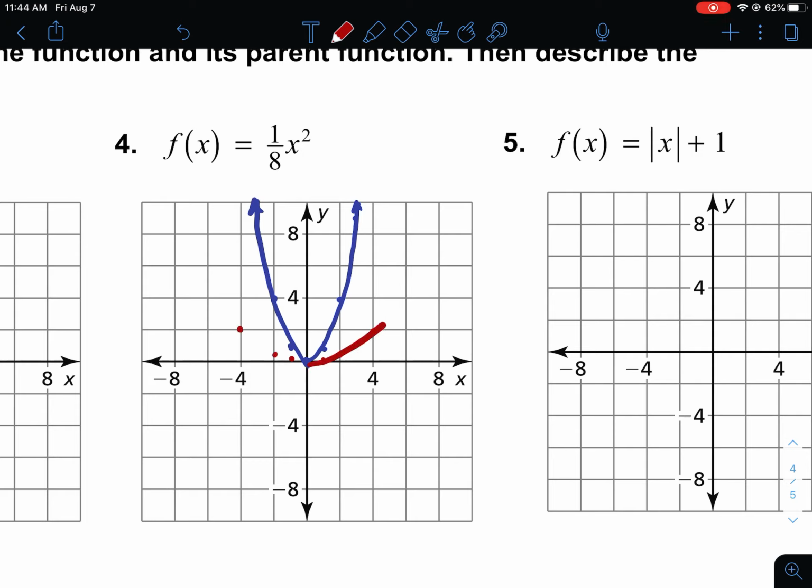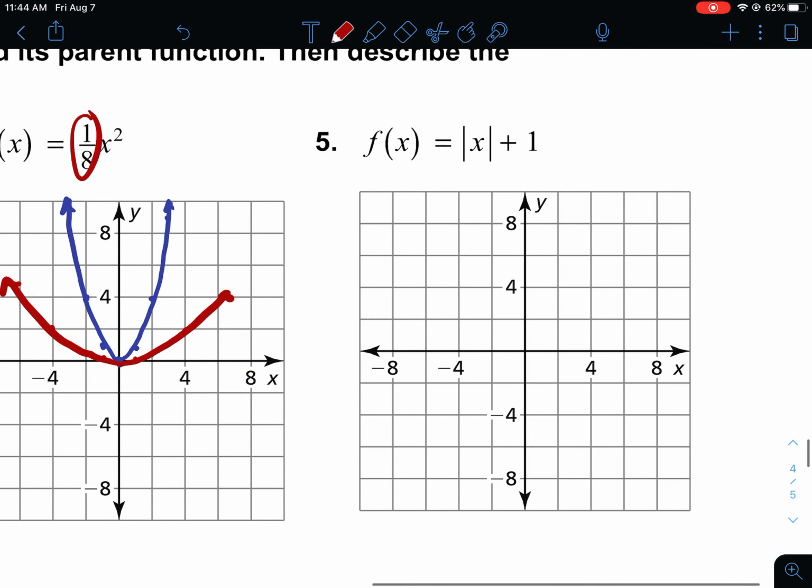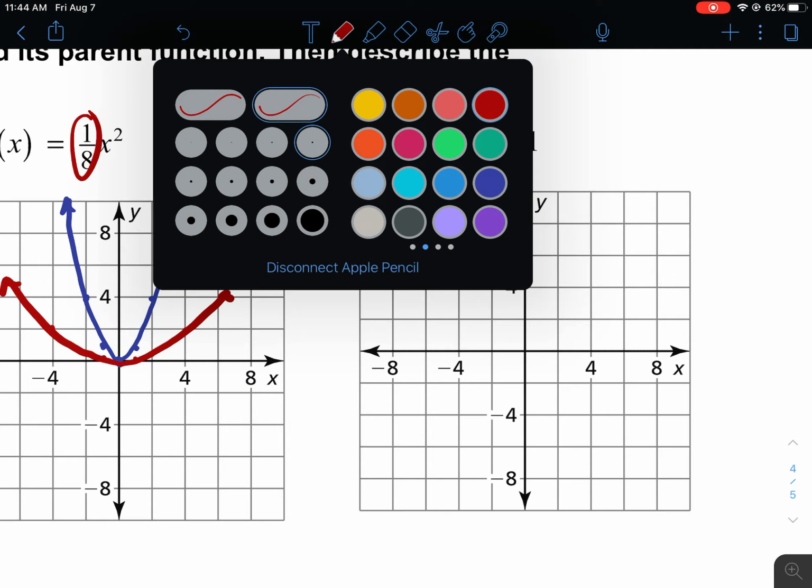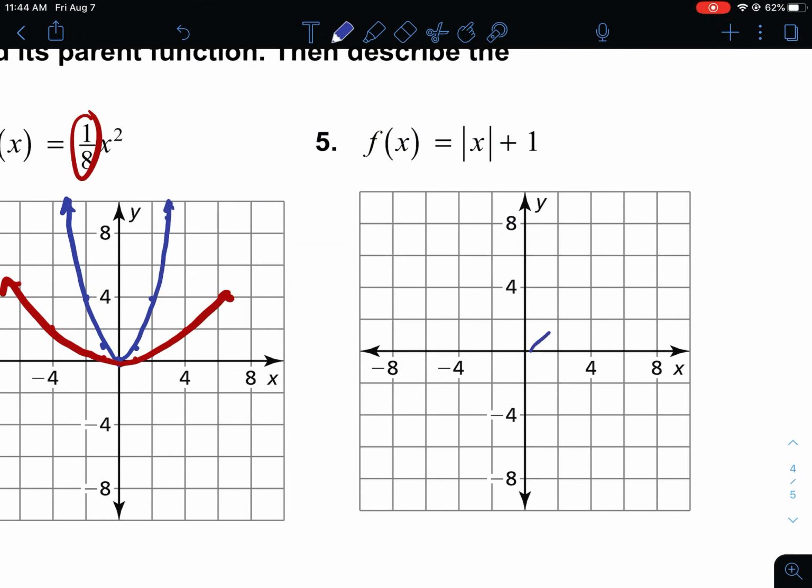So notice how it's wider, it's flatter. The 1/8 is a vertical shrink because it's less than 1. And so you see it get wider like that. Same thing here. This is an absolute value though, so we'll change colors. The regular absolute value goes linear, up 1 over 1, up 1 over 1, up 1 over 1. So there's your standard absolute value. By putting a +1 on the outside, all it does is shift it up 1.